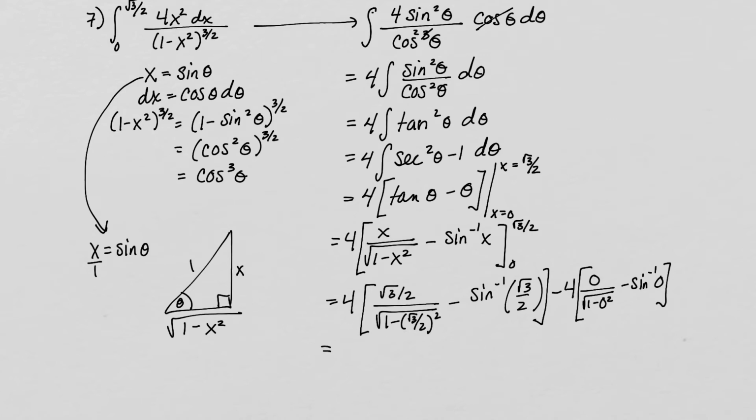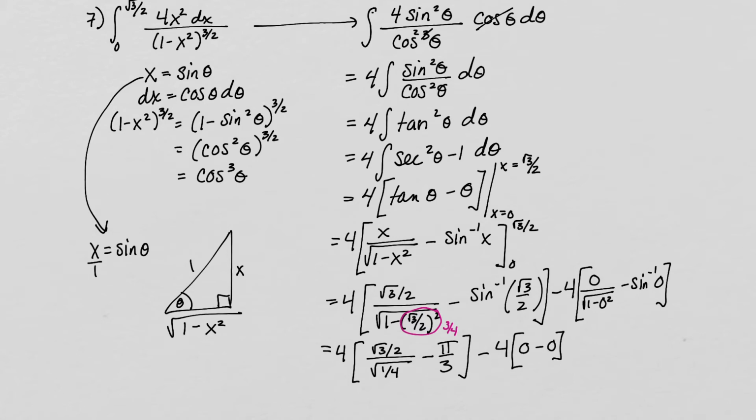Okay, so root 3 over 2 squared, this part here is going to end up being 3/4. 1 minus 3/4 is 1/4. So this first part here we have 4 times the square root of 3/2 divided by the square root of 1/4, minus the inverse sine of root 3 over 2, which is pi over 3. And then minus 4 times, this first one's going to be 0. The inverse sine of 0 is 0.